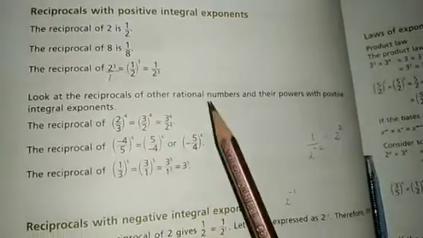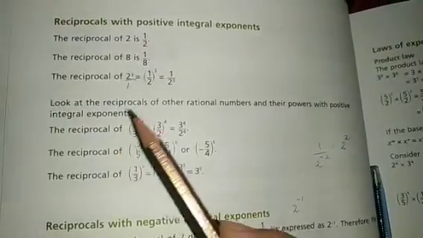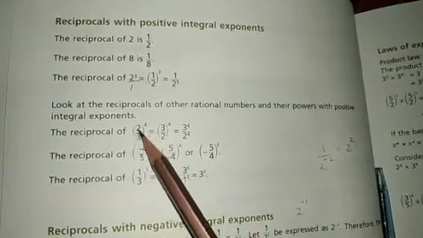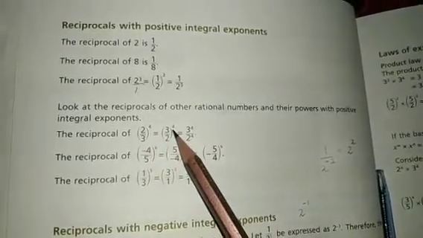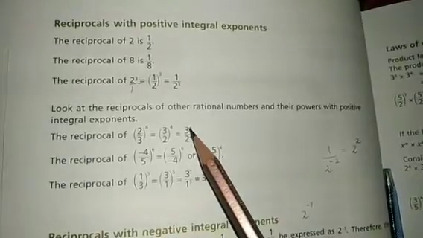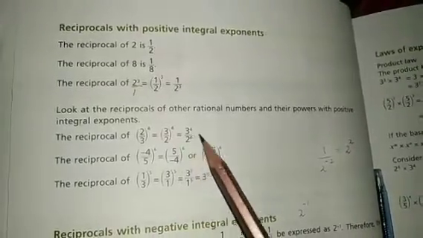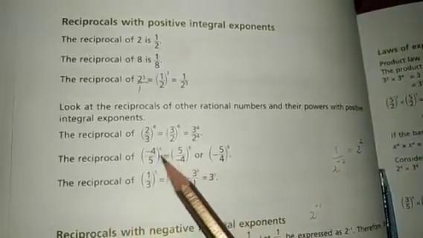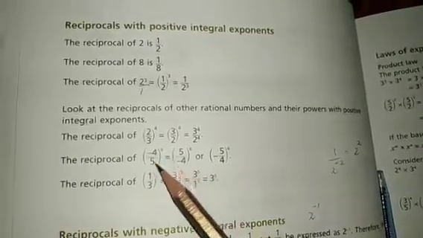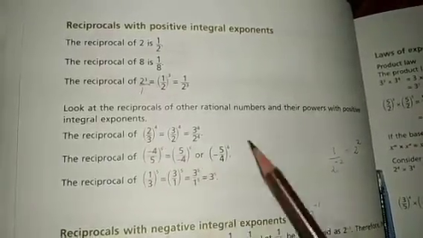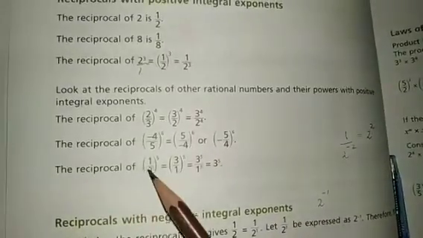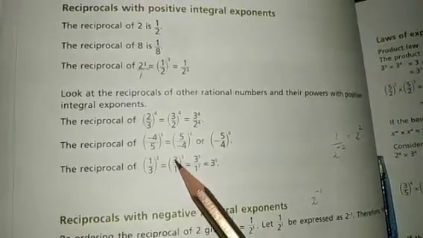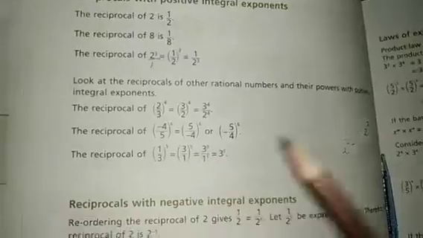Now look at the reciprocals of other rational numbers and their powers with positive integral exponents. The reciprocal of 2 over 3 whole power 4 is equal to 3 over 2 whole power 4. We can separate the powers in the numerator and the denominator: 3 power 4 over 2 power 4. The reciprocal of minus 4 over 5 whole power 6 can be written as 5 over minus 4 whole power 6. The reciprocal of 1 over 3 whole power 5 is equal to 3 over 1 whole power 5, and just separate the powers.